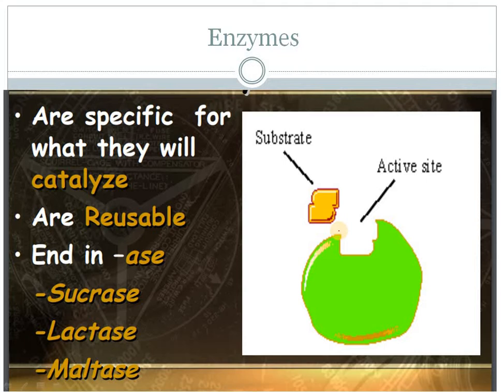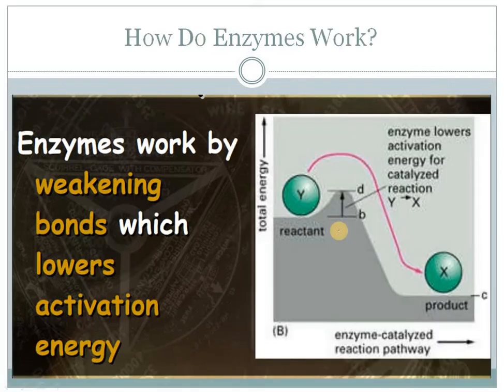Most enzymes end with ASE, like sucrase, lactase and maltase. Basically, ASE is derived from diastasis, which means separation. How do enzymes work? What is the mechanism which enzymes use to convert the reactants into products in a biochemical reaction?